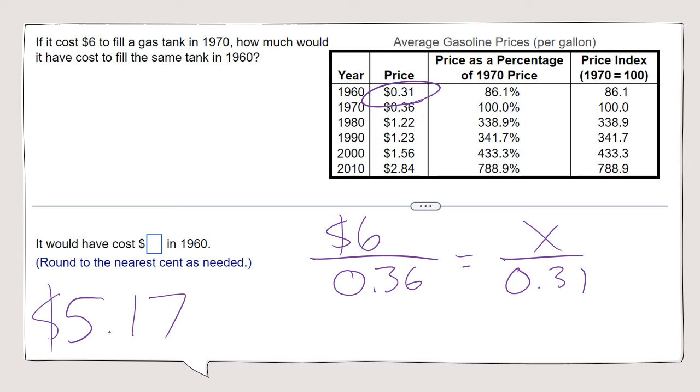And I got $5.17. And I'm going to do a little gut check. Does that kind of make sense? Yes, that kind of makes sense, because if it was $6 in 1970 and it was a little bit cheaper, yeah, that makes sense. Like if I got 50, I'd say that doesn't make sense.